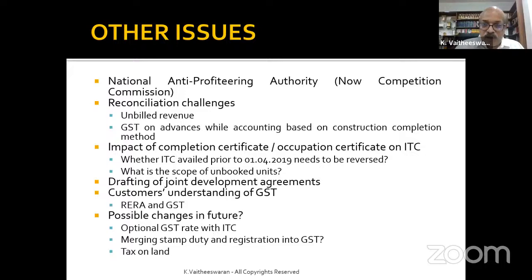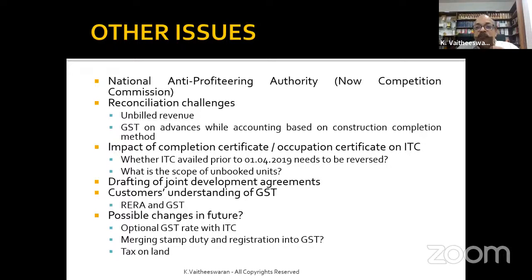Third, CC comes in. Completion certificate. Some states call it occupancy certificate. Some states don't even give a certificate. So when I get a certificate like that, there are rules which say that I must reverse all my ITC. Is that correct? The ITC availed prior to 1/4/19 was availed at a point of time when the notification allowed ITC without any condition. Can you read that new condition into ITC?